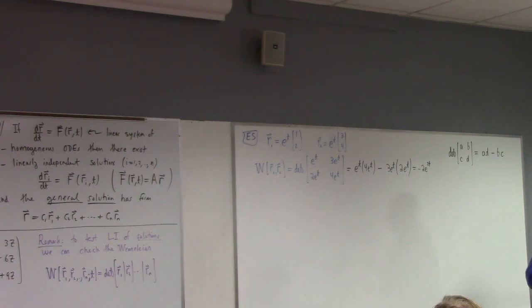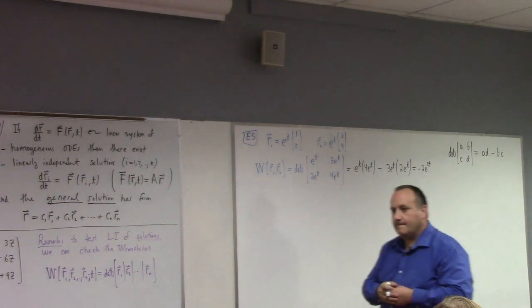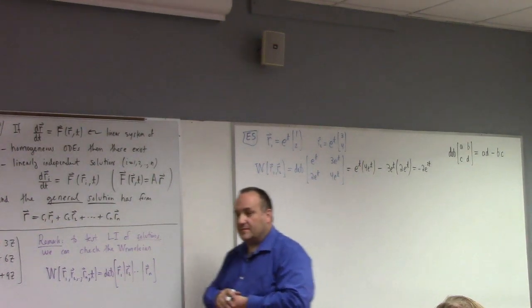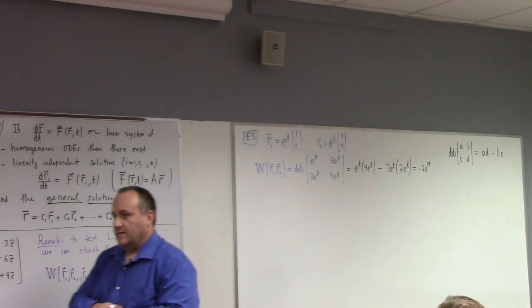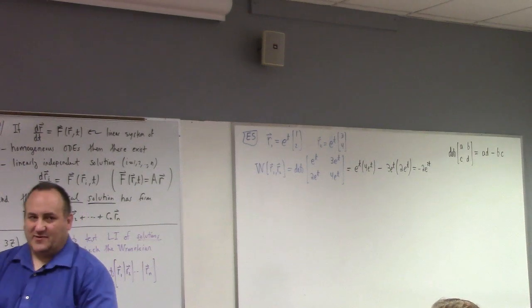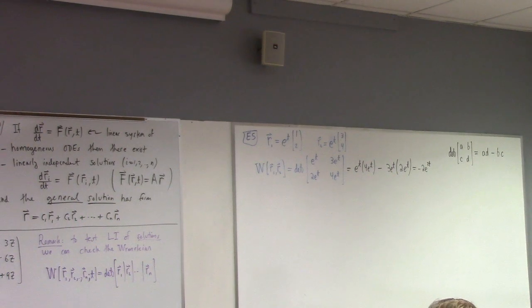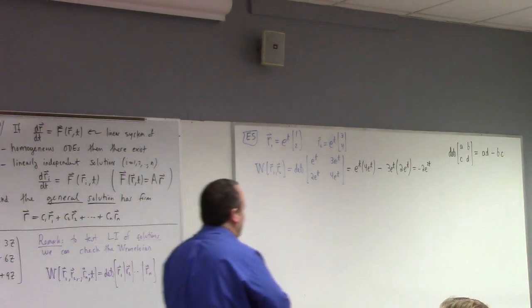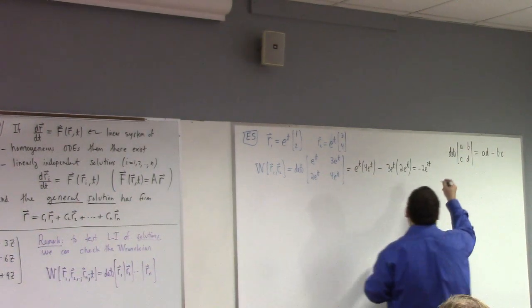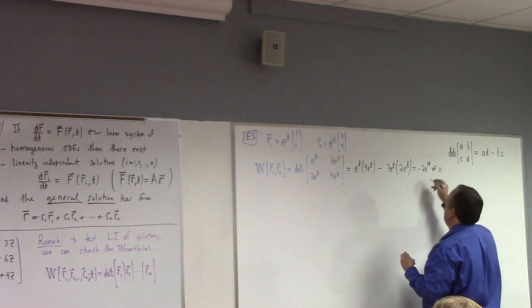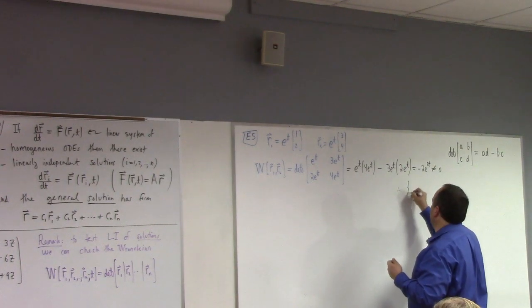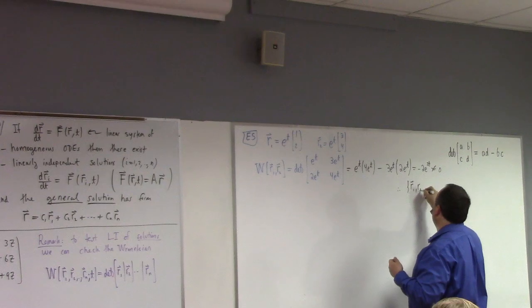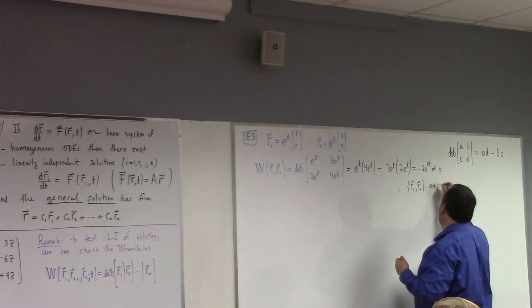Is this non-zero? Can this be 0? No. Although that's kind of a misleading question, the Wronskian being 0 at one point. Well, anyway, let me not get into that right now. So this is not equal to 0. Thus, therefore, R1, R2 are linearly independent.